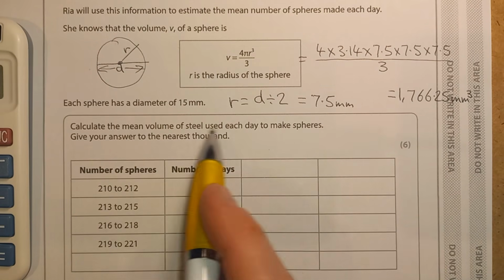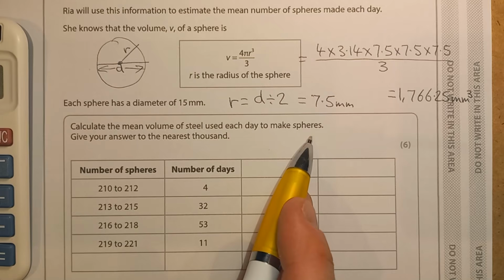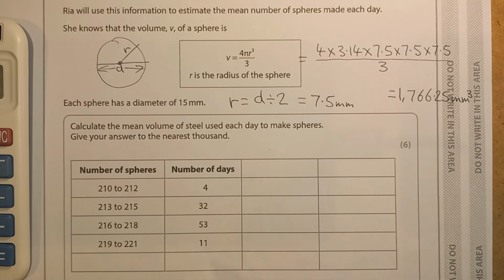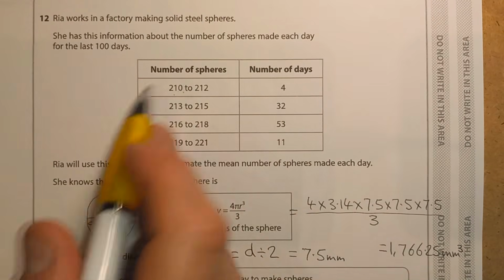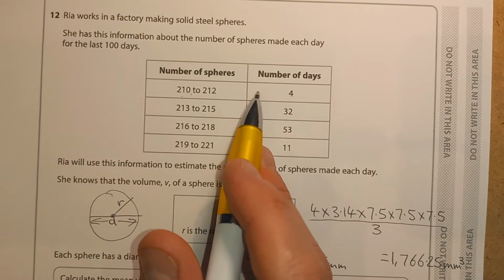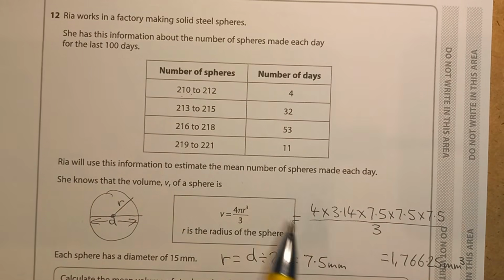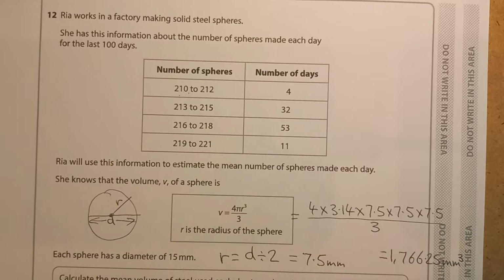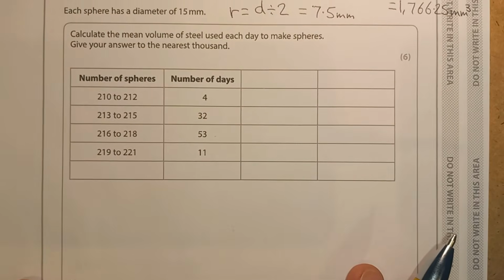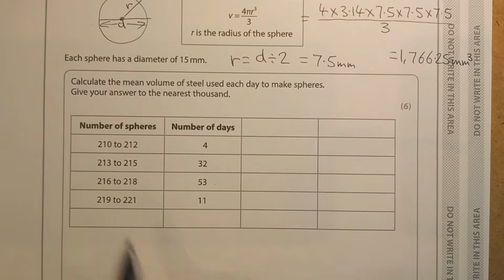We want the mean volume of steel. So before we can work out the mean volume of steel, we need to work out the mean number of spheres. So if you remember, we had all this information about how many spheres, but they're split into different groups. We want like an average figure for this. Now, they put that information into this table for us down here.